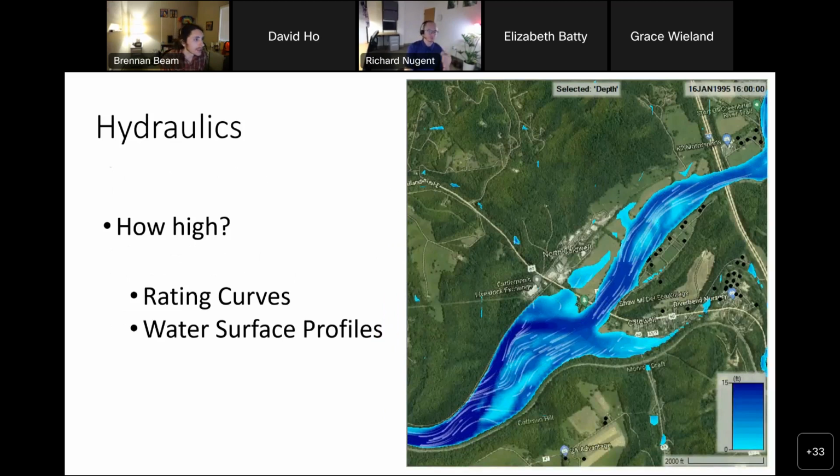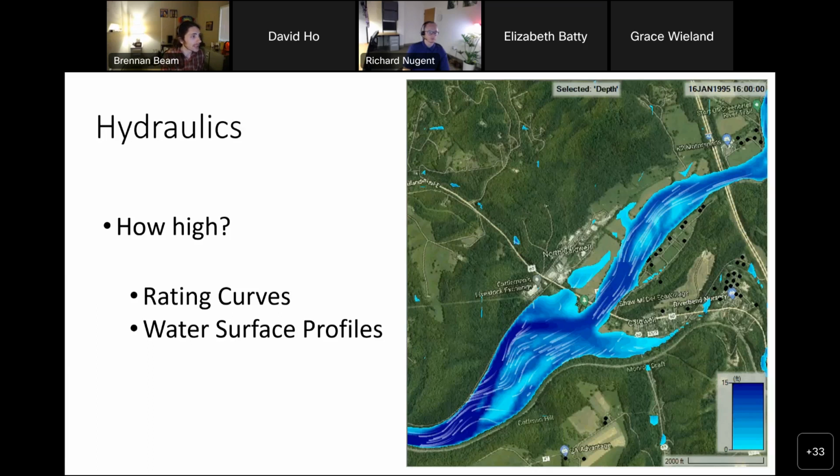So, starting with hydraulics as opposed to hydrology, most of what David just talked about was hydrology. It was coming up with flow relationships. The key there is that hydrology is about figuring out how much water is going to be in the stream. Hydraulics is, given some amount of water in the stream, how high is that water going to get? That's the simplest explanation of it. Hydraulics figures out how high the water is going to get, whereas hydrology figures out how much.